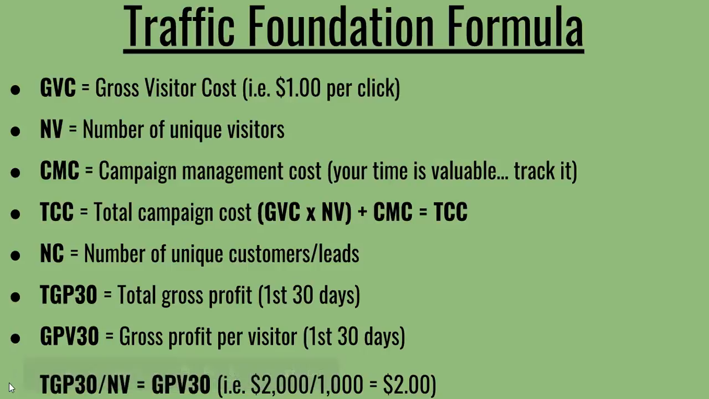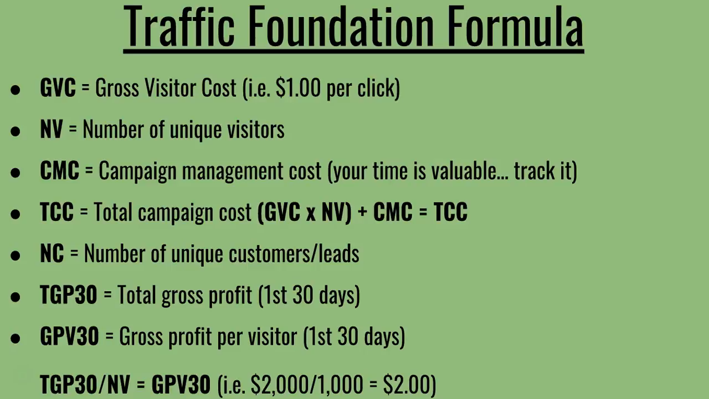And the next part of the formula that you want to be paying attention to is NC, and that is the number of unique customers or leads that you're getting to your website. And the next thing here is TGP30, and that's your total gross profit for the first 30 days of this campaign. The next thing here is your GPV30, and that is your gross total profit per visitor for the first 30 days.